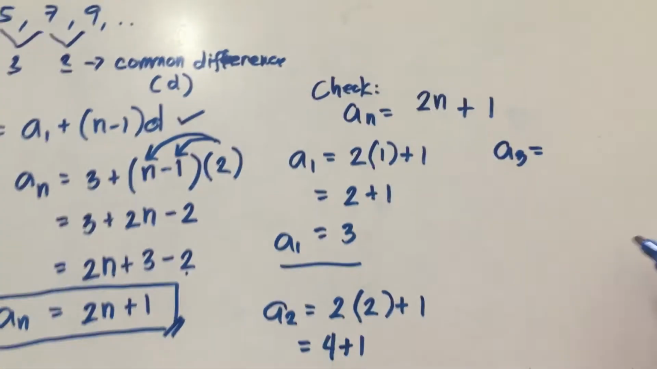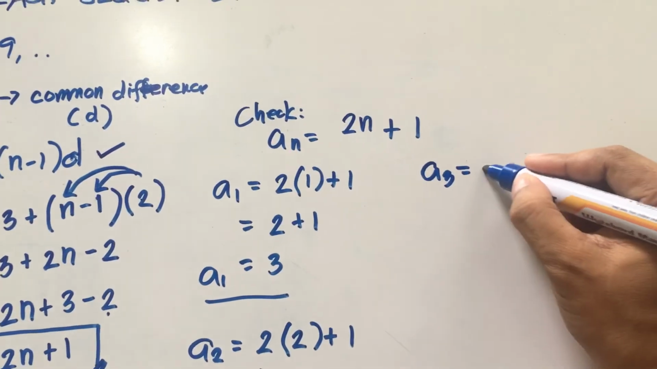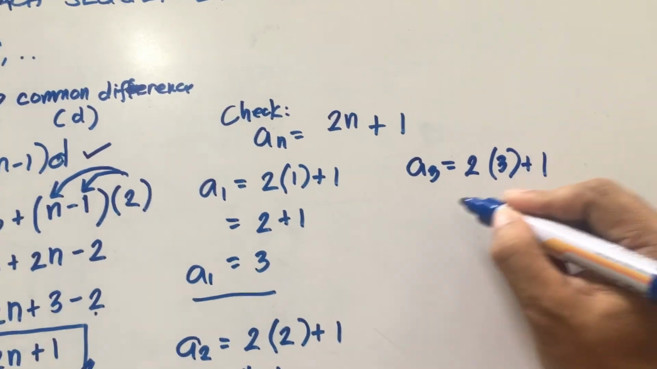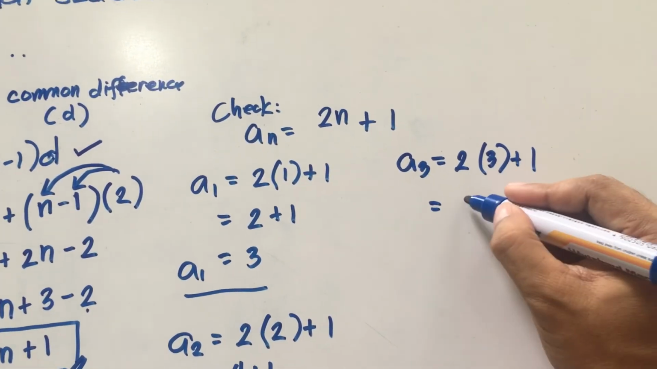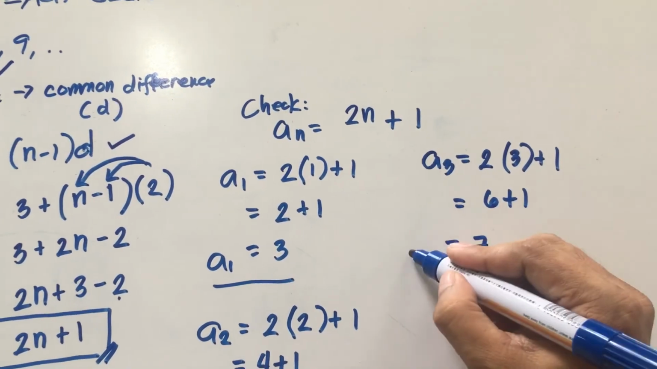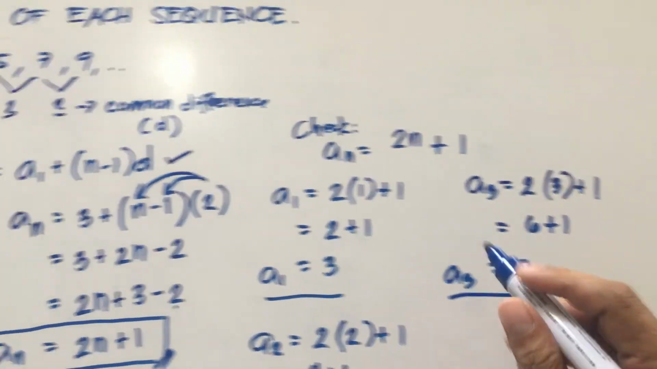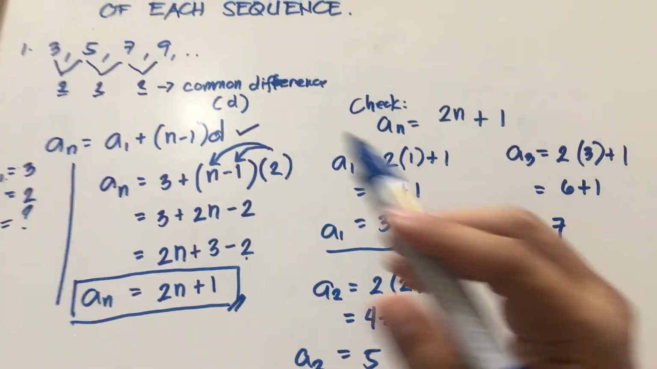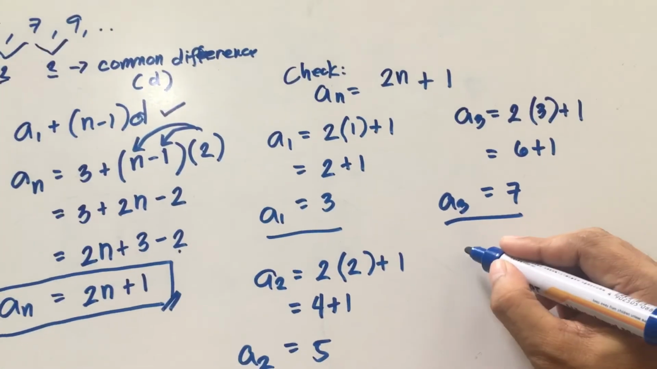Your third term or a sub 3. So, 2, your n is 3, plus 1. So, 2 times 3, that is 6. So, 6 plus 1 is equal to 7. And that is your third term. Okay, correct. So, let's try to check if your a sub 4 is equal to 9.